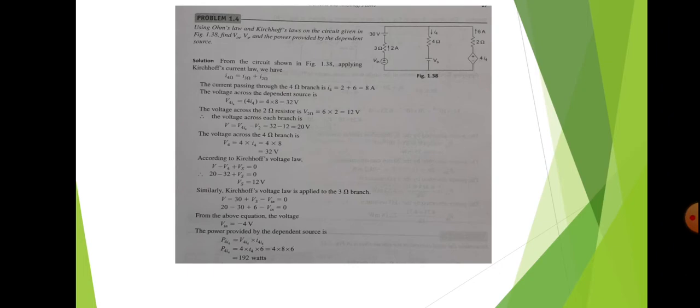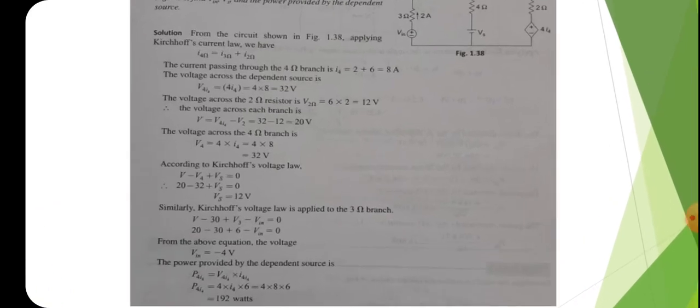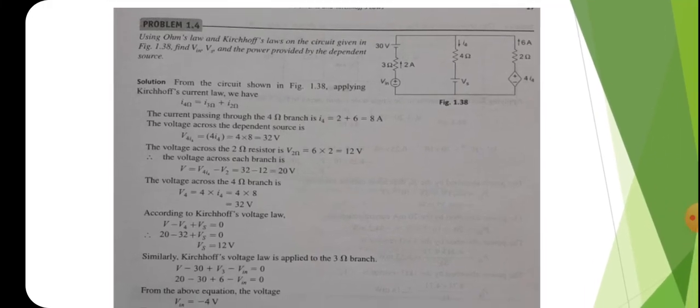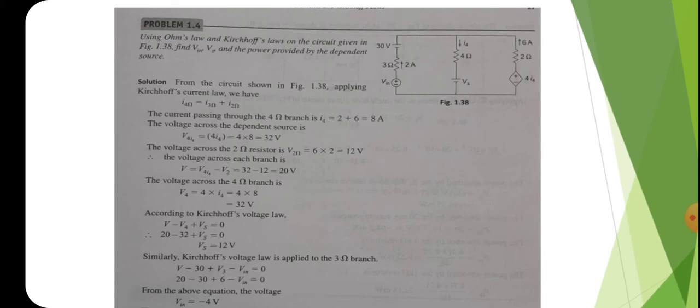The next question is: using Ohm's law and Kirchhoff's laws on the circuit given in figure 1.38, find Vin, Vs and the power provided by the dependent source. You should first look at circuit diagram 1.38 and then read the question again. Using Ohm's law and Kirchhoff's laws on the circuit given in figure 1.38, find Vin and Vs and the power provided by the dependent source.